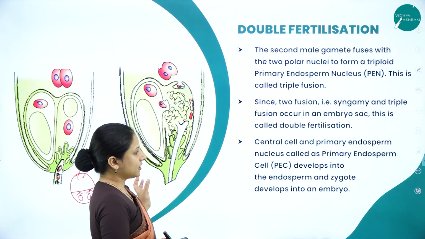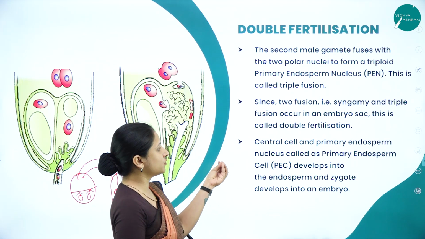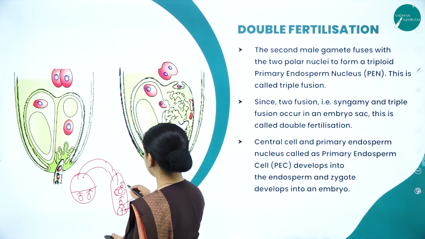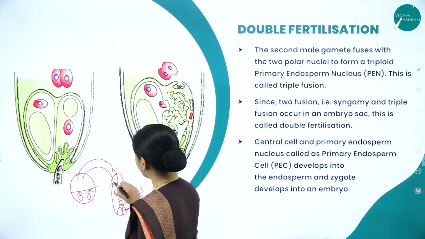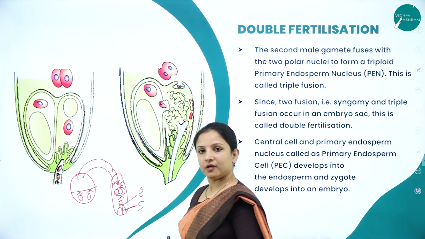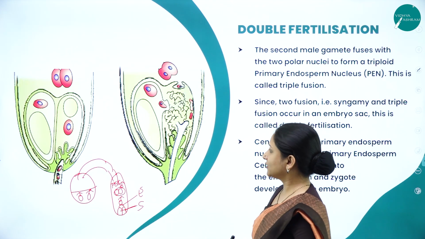So, now you might have understood why it is called double fertilization. The male gamete fuses with the nucleus of the central cell, which is called the primary endosperm cell. So, that is called double fertilization. This is about double fertilization. So, this was about the session.